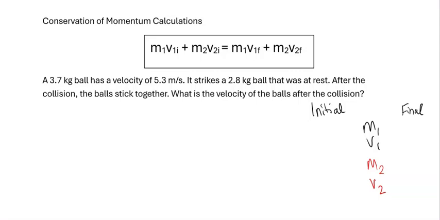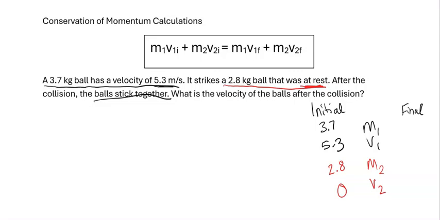So if we come back to the question here, it says a 3.7 kilogram ball has a velocity of 5.3. I'm going to let that be object number 1. So my mass is 3.7 and its initial velocity is 5.3 meters per second. It then tells me that it strikes a 2.8 kilogram ball that was at rest. So my mass of object 2 is 2.8 kilograms, and because it was at rest, my initial velocity would have been 0. Then after the collision, the balls stick together. What is the velocity of the balls after the collision?